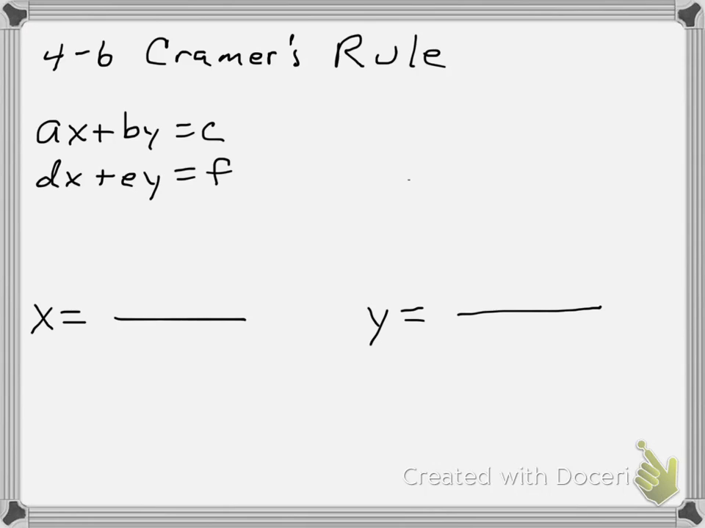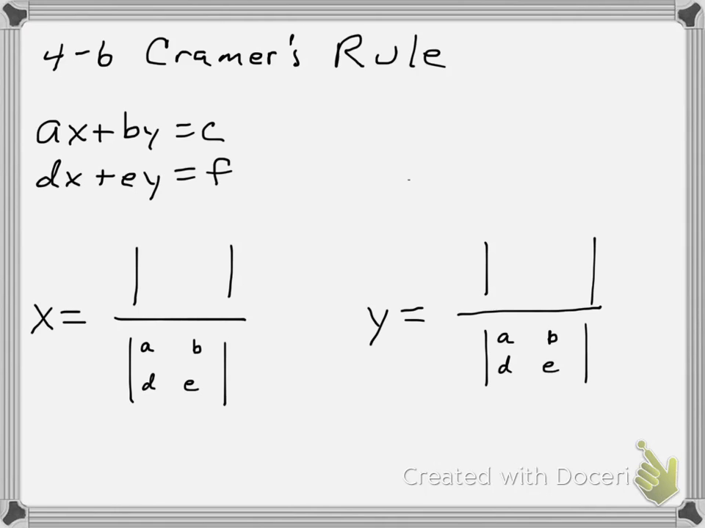And when we get to 3 by 3s, we'll have x, y, z, and they'll all have fraction bars. On the bottom of the fraction, you simply put the matrix that is formed by the coefficients of the variables. If you look at the variables and the numbers in front of them, you see A, B, D, E. Boom, boom, boom, boom. And that is for both variables. The denominator is the same.